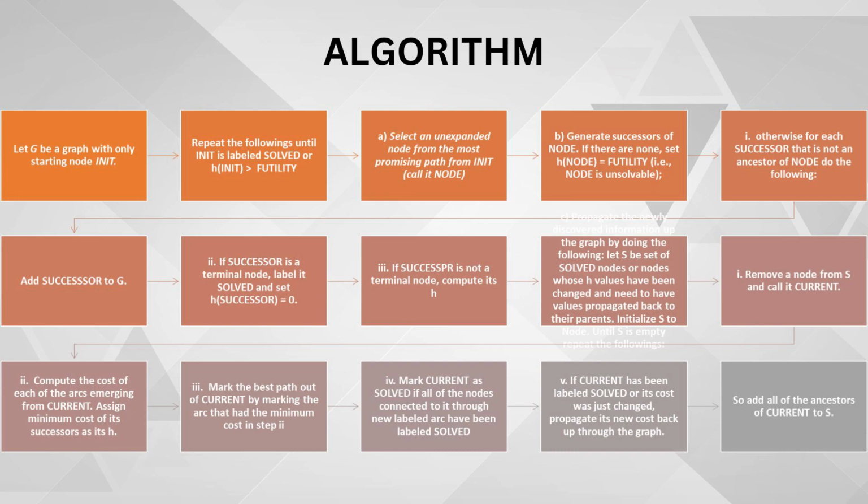Step 5. If current has been labeled solved or its cost was just changed, propagate its new cost back up through the graph. So, add all of the ancestors of current to S. So, now we have the working of the AO star algorithm.